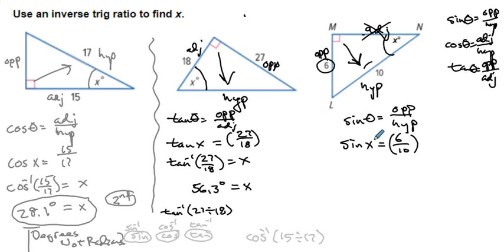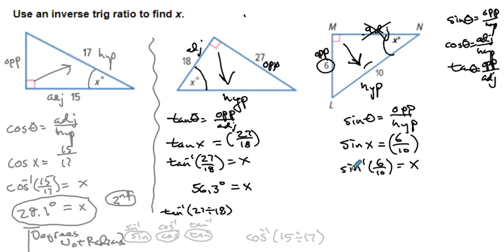So we're going to take this and this now, and when we perform our inverse function, we're going to put the 6 over 10 here. And then we're going to put the x over here. And now you've got your setup all good to go. So let's rock.